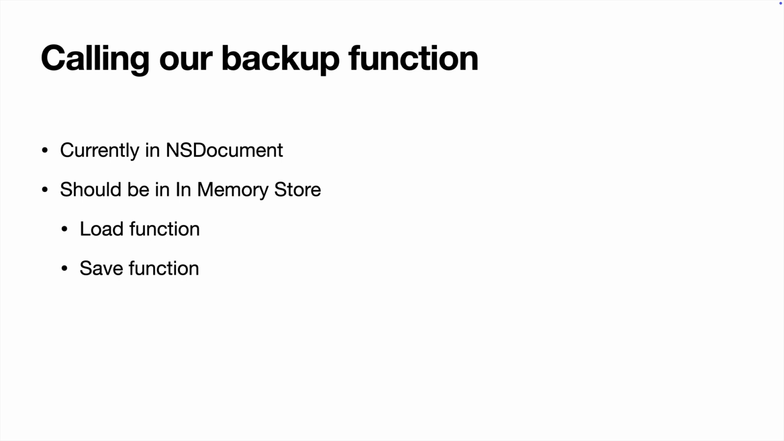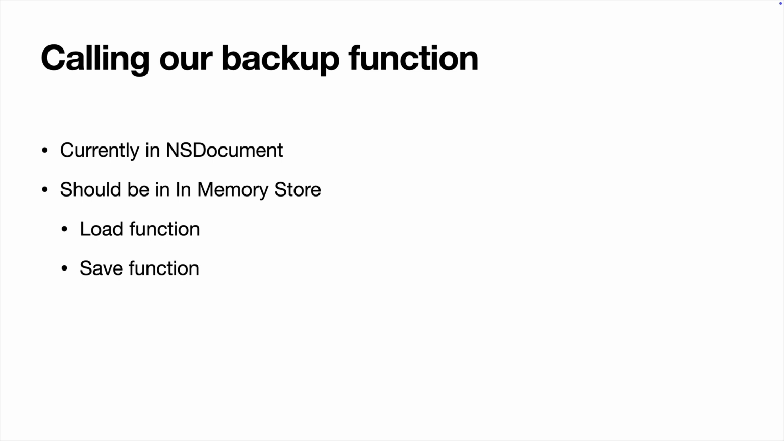Next up, we want to be able to call our backup function. The question is, where should that be, of course? Right now, what we're trying to get rid of is all this backup being done in the document. We really don't want it there. It kind of makes sense that it goes with the document, but we want somebody else to manage that. The document can hold on to whoever manages that, but the document doesn't necessarily need to manage it itself. Realistically, our in-memory store type should be the one to actually do the loading and saving of the memory store. So that means we need at least a load function and a save function.